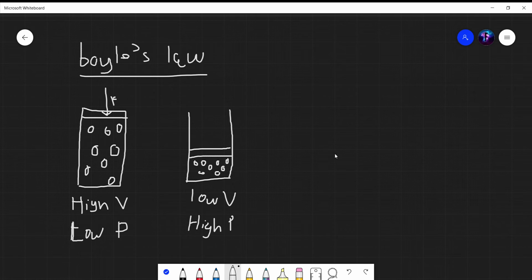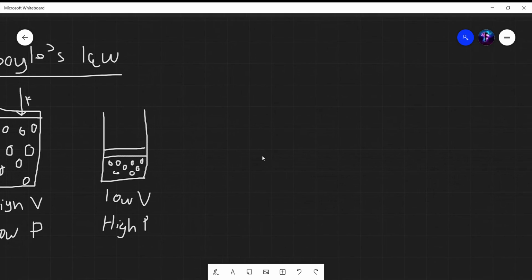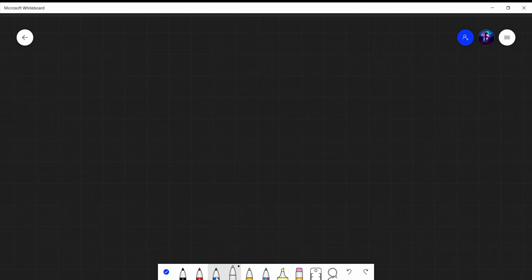Now, I want to get into Boyle's real equation, the equation he made up. So the equation is P1 V1 equals P2 V2. It's very simple. There you go. Next, I can do some mini questions first, but I want to show you something first.